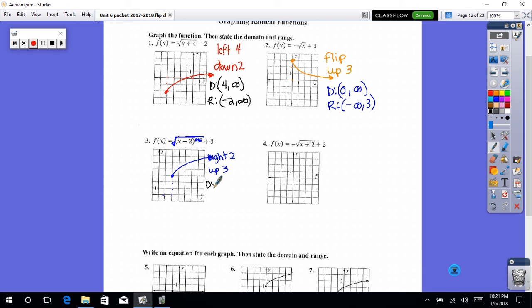The domain is changed by any left and right shifting. So the farthest left that I can go now is right here at 2, and I can stay on that in the positive direction all the way to infinity. And the lowest point I will ever get to on my y-axis is 3, and the highest I will get to is infinity.